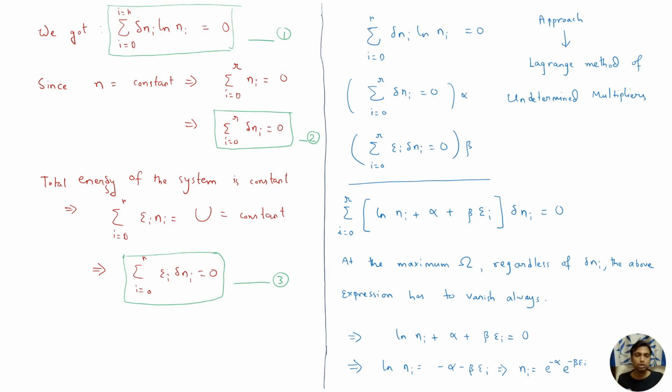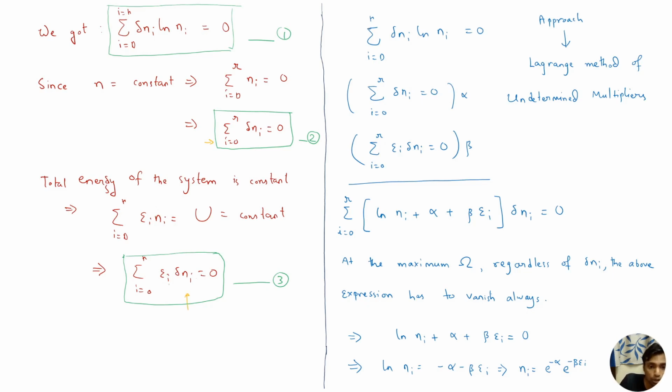Now since the total number of particles is constant, the sum over ni will be constant, and if you take the derivative of that, the sum over delta ni will be 0. Another thing we want to impose is that the total energy has to be constant. What is the total energy? We are saying that n0 particles are in energy E0, n1 particles are in energy E1, n2 particles are in energy E2. If you sum the energy of all the particles, you get this expression.